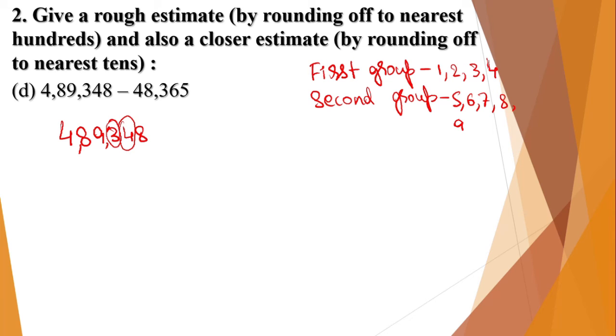So, if the number is in first group, no changes. 4, 8, 9 will be as it is. And 3 will also be as it is because 4 is in the first group. But 4 and 8 will become 0. So, we will get 4,89,300. So 4,89,348 round off to nearest 100 will give us 4,89,300. Now the operation is subtract here.